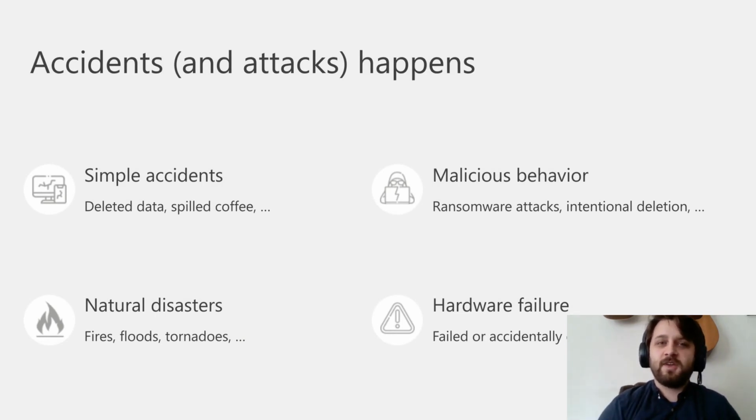threats right here. So you have your simple accidents. That's stuff you typically can control, like accidentally deleting data or spilling coffee. But things like malicious behavior, natural disasters, and hardware failure are things that are typically out of your control. You can have a hacker get into your system and ransom all of your data. You have natural disasters. We all know that we can't actually control Mother Nature. She's pretty wild. And you have hardware failures because, like everything, things break over time.